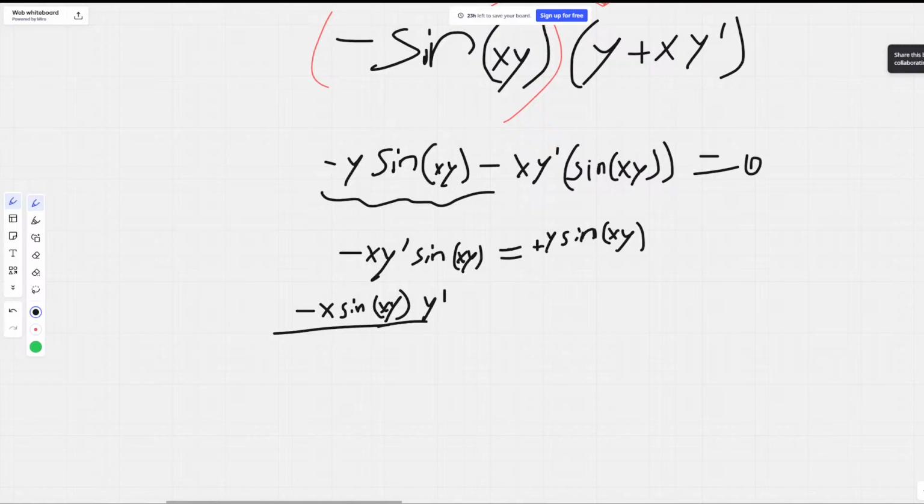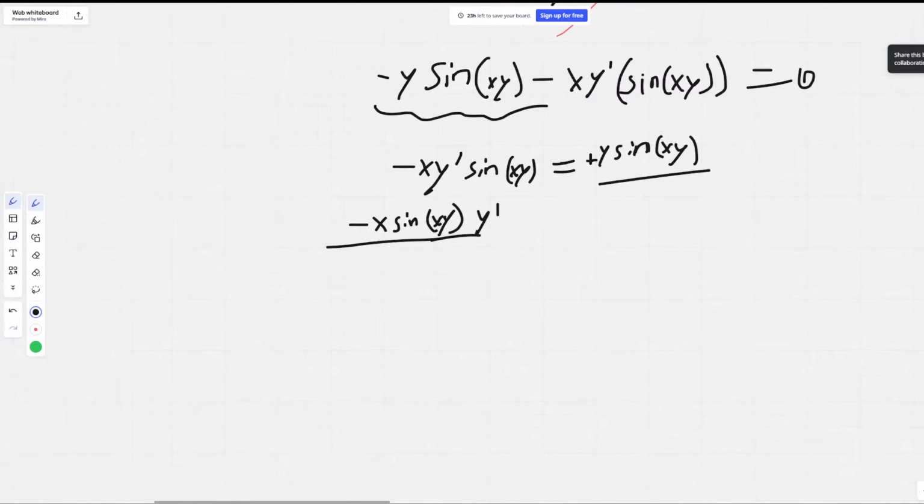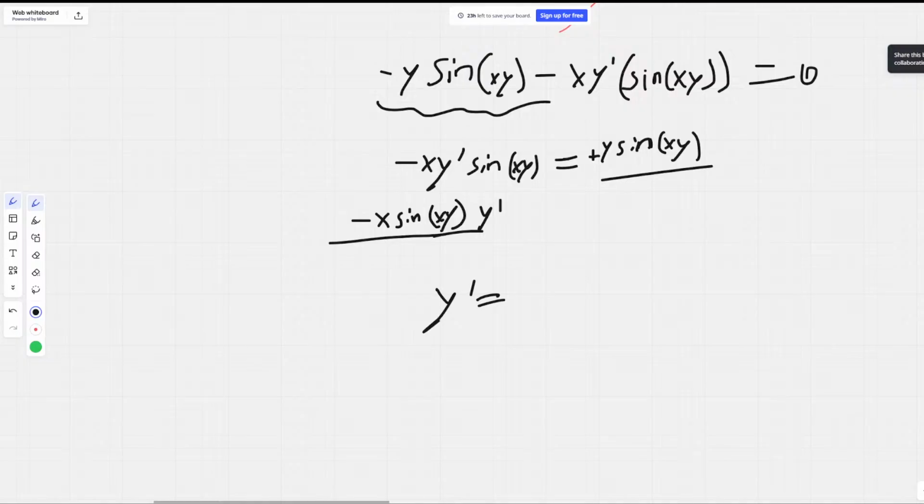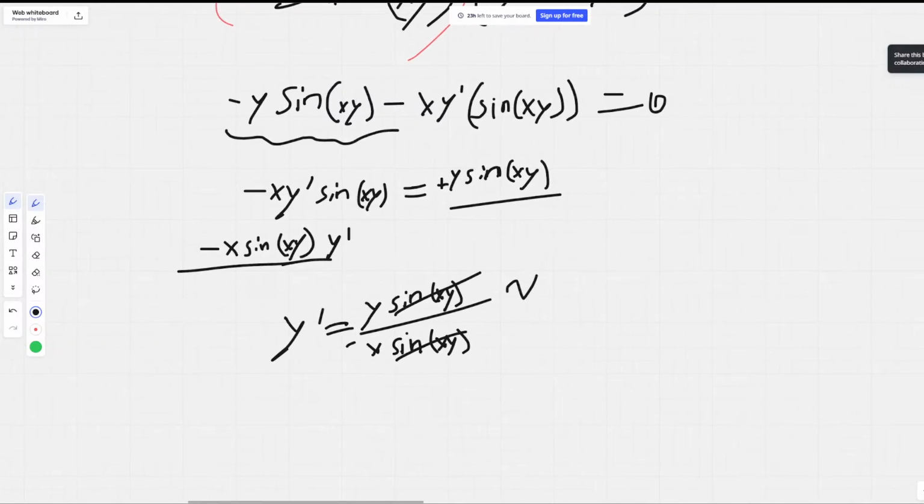No easier. No more easily. That sounds right. That sounds good. Oh, you can divide it by. So y prime equals y sine x, y all over negative x sine xy, which can be crossed out, which is variable into negative yx.